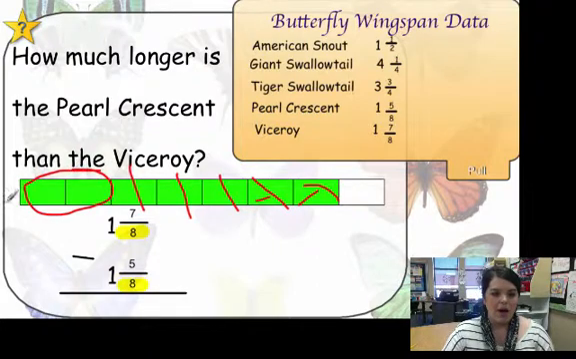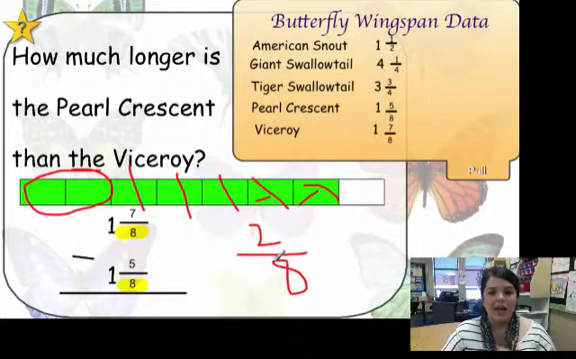2 out of the whole thing. So 2 out of 8. So my answer would be 2, I apologize, I'm writing this on my laptop, eighths. And if we're talking inches, if this was labeled inches, we could abbreviate, which ties into our language arts lesson today, 2/8 of an inch. Let's try another one.